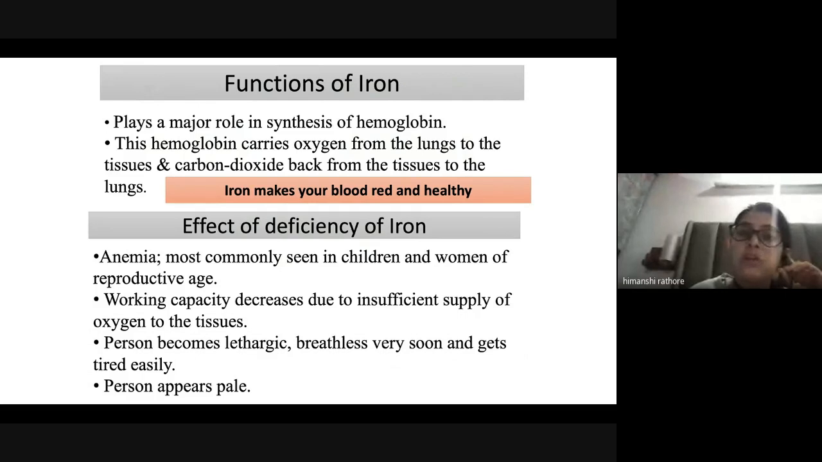Now, what is the function of iron? I already told you that along with folic acid, iron supplementation is given during pregnancy. Why? Because it helps in synthesizing hemoglobin.